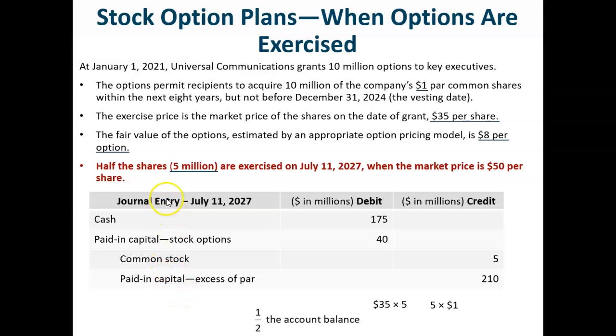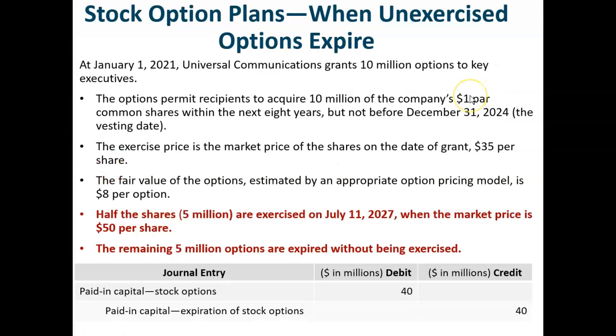After the 5 million options were exercised and this journal entry was made, there are still 5 million unexercised options, and the paid-in capital stock options account has a $40 million credit balance. If options that have vested expire without being exercised, the entry will be made to replace the amount accumulated in the paid-in capital stock option account in connection with those expired options with a credit to paid-in capital expiration of stock options.